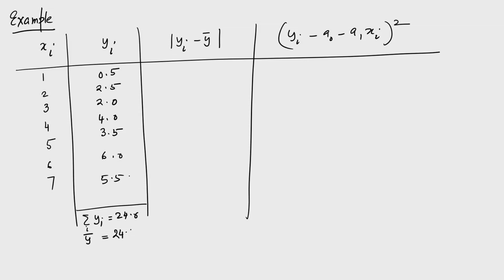24.0 divided by 7, because there are 7 data points. So, this is 3.4286. We will keep only 4 decimal places. You can check that. Now, each one of them I will subtract from each of the y i values. I will subtract this 3.4286 and take the absolute value of that, which is the mod shown here.